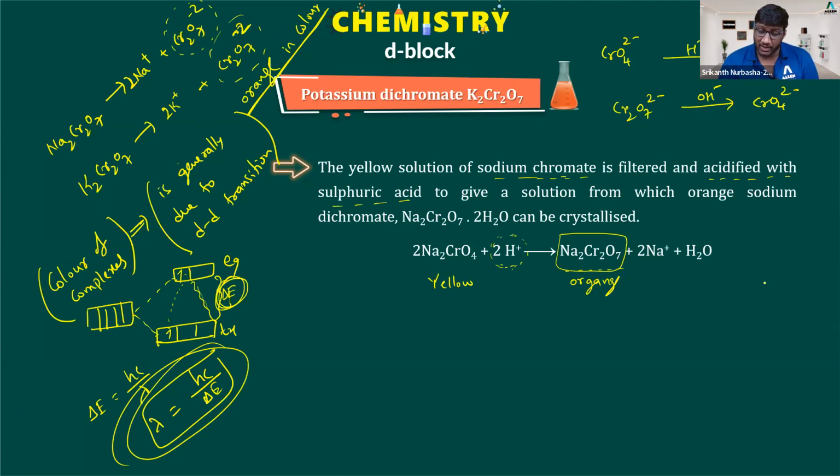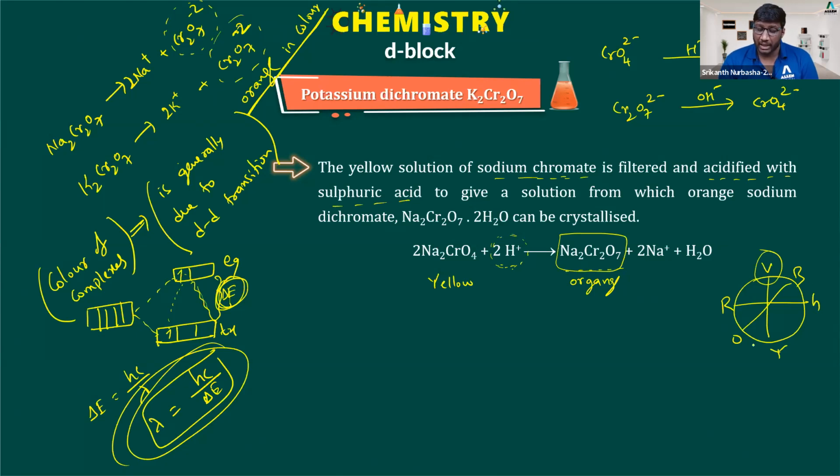What this point means is, from the VIBGYOR, let us say the electron in that particular complex absorbed your violet color.